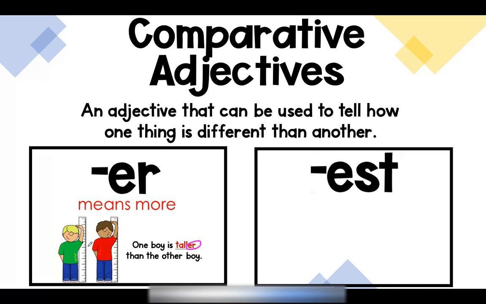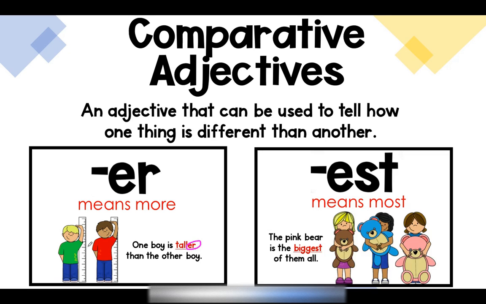Now I add EST to show that it means the most of something when I'm comparing three or more things. For example, here in the picture, I have three girls holding teddy bears. The sentence says, the pink bear is the biggest of them all. So to compare them and show that the pink bear is the most big, I would add EST to the end of my adjective big and say biggest.